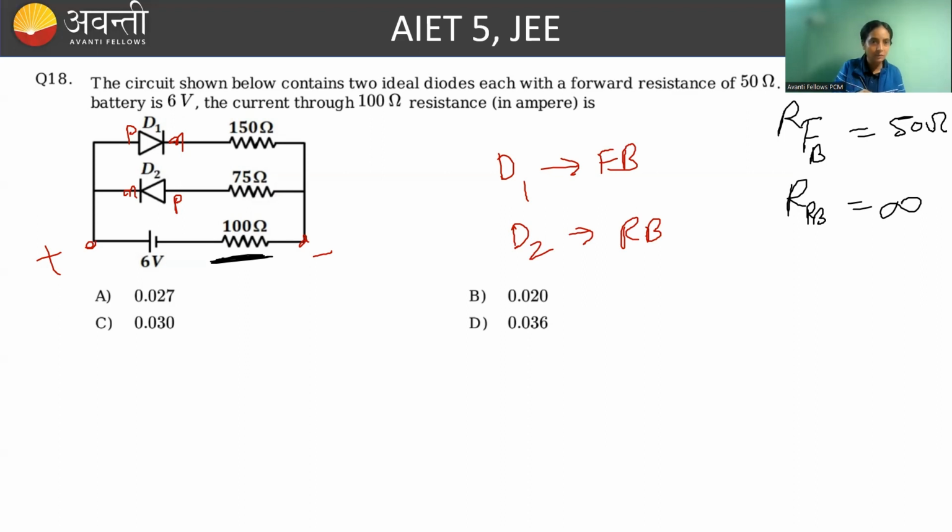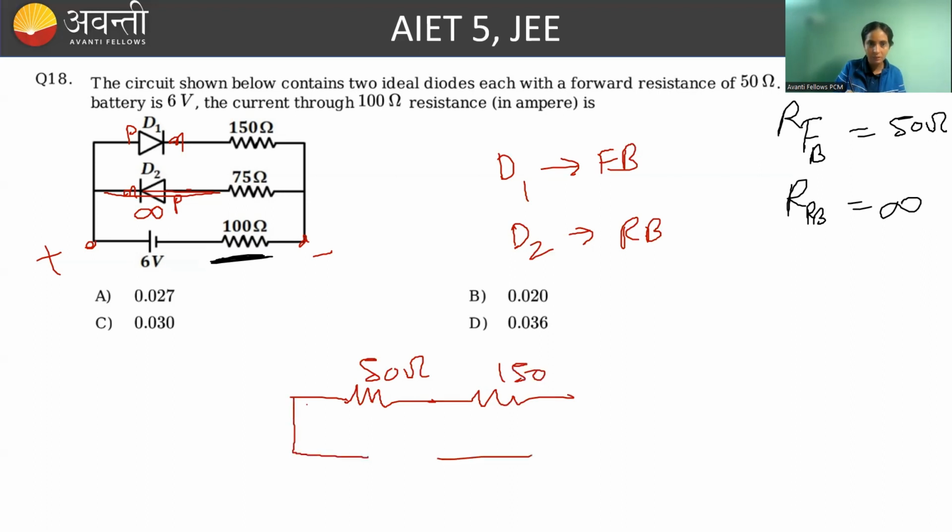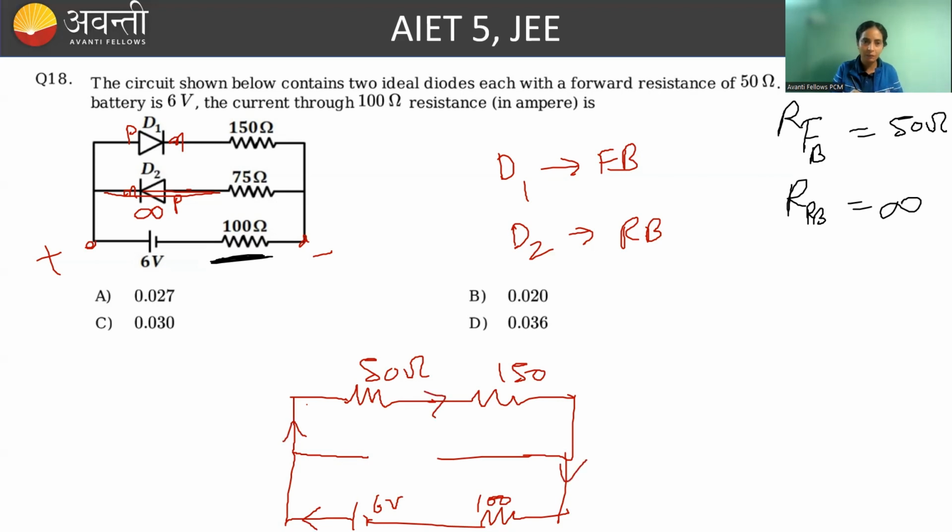If D2 is reverse bias, it will have resistance equal to infinity. There will be break in this arm. Done. So if we are going to redraw the circuit, in place of D1, we will write a resistance of 50 ohm because it's forward bias. Here there is 150 ohm. In place of second arm, we will keep it like this because it has resistance equal to infinity. There will be break in the circuit. Here, this is 100 ohm. This is 6 volt, 100 ohm. So current will flow like this. So this became single loop circuit. No current will go in this arm because this is open circuit, right?